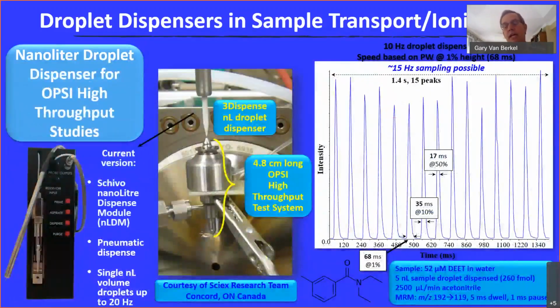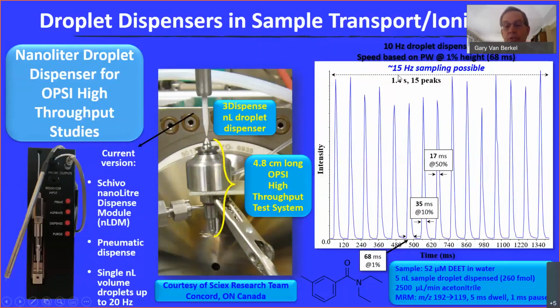But in the research lab, we have other systems that are even faster. So this is a case where we're making a very short open port sampling interface. It's only 4.5 centimeters long. This can be built right into the ionization source of the system. And for proof of principle, we're using this 3D dispense Nanoliter Droplet Dispenser. The current commercial version of this is available from Shivo. It's called the Nanoliter Dispense Module, or NLDM. It's a pneumatic dispenser, single nanoliter volume droplets at rates up to 20 Hertz. And so this is being used in the research lab to show that, in fact, you can do a much higher throughput with this system.